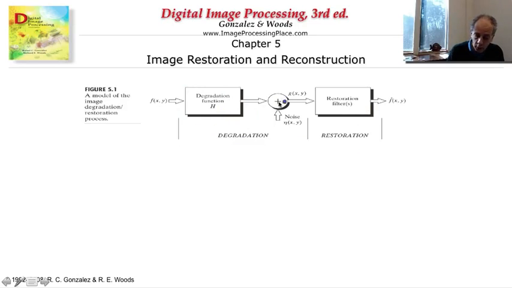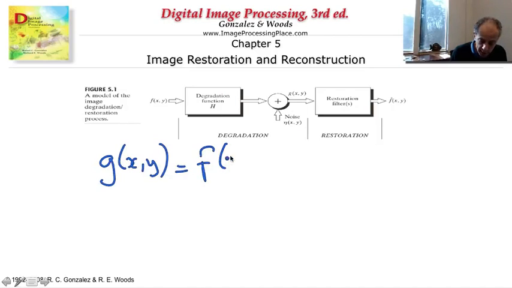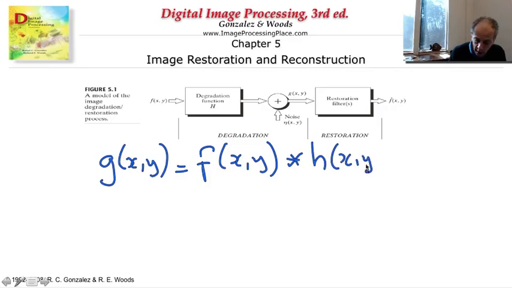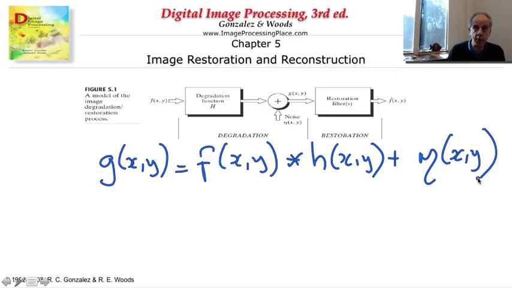In general, what we have here, as we have seen before, is g(x,y), the observed image, equal to f(x,y) convolved with h(x,y), plus the noise, which, as we discussed before, is a random variable that we add to the image. And we have seen how to try to estimate the noise.